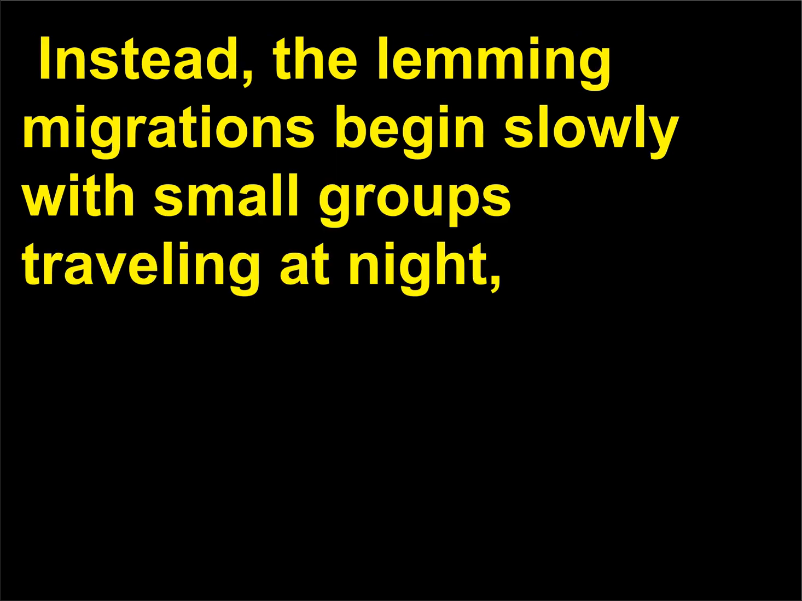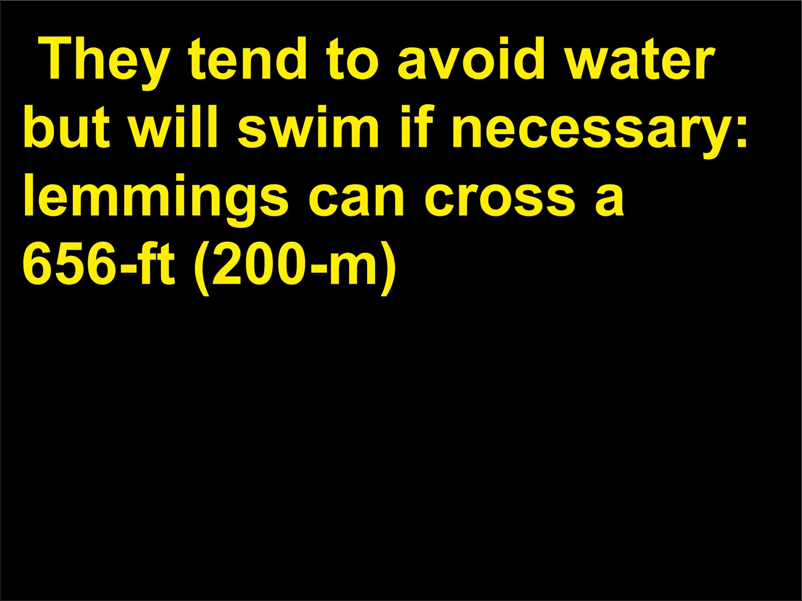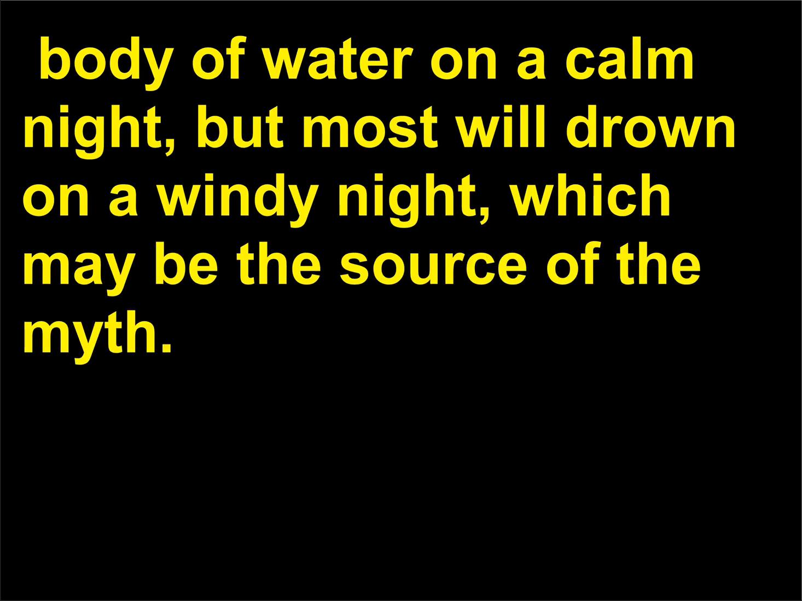Instead, the lemming migrations begin slowly with small groups traveling at night, and gradually build so that animals travel in larger groups in the daytime. They tend to avoid water but will swim if necessary. Lemmings can cross a 656 feet (200 meters) body of water on a calm night, but most will drown on a windy night, which may be the source of the myth.